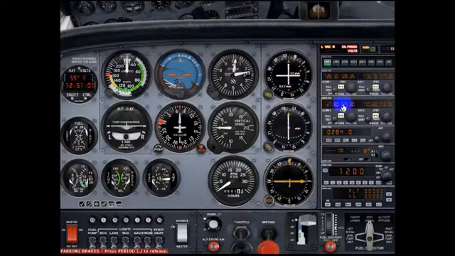Let's see what we have here. We have our communication, nav radios 1, communication 2, nav radios 2, the ADF, DME, distance measuring, the transponder. This gives the radar facilities, this lets us know, hey, this is our airplane. And then we have an autopilot here.